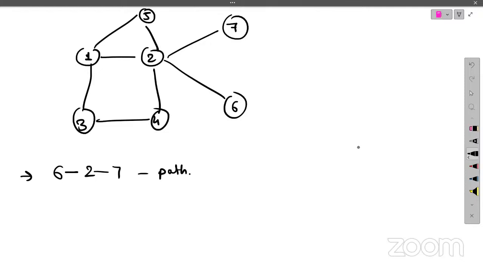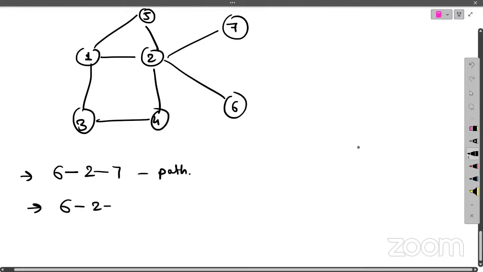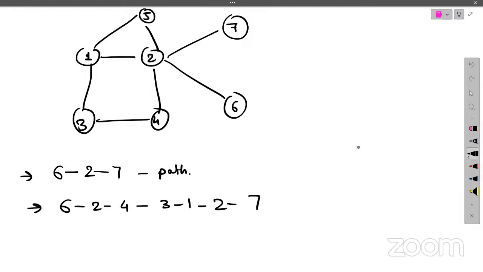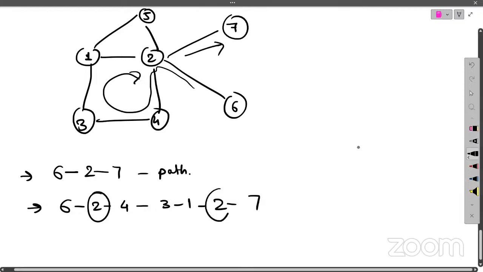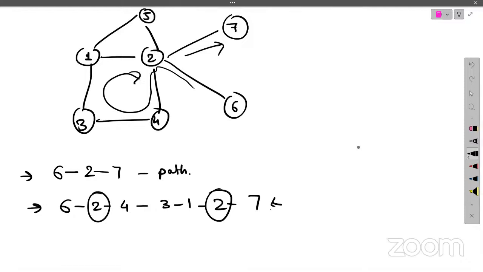Now if I tell you that from 6 I'll go to 2, from 2 I'll go to 4, from 4 to 3, then to 1, then to 2, and then to 7. So what is happening here? We are taking one cycle here and then going to 7. In between, I am repeating vertex number 2. So now this won't be a path. Again, it is a sequence of vertices, and every next vertex is connected to the previous one via a single edge, so the sequence is correct, but the only thing happening here is a repetition of a vertex. Whenever this happens, we say that this sequence is not a path, but we can talk about a walk. So this will be a walk.